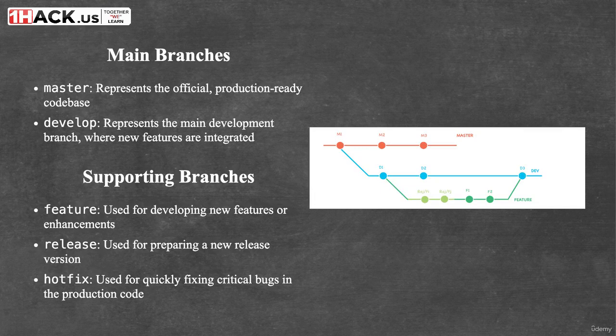By using these different branch types, the Git flow workflow helps teams maintain a clear and organized development process, making it easier to track changes, manage releases, and collaborate effectively.